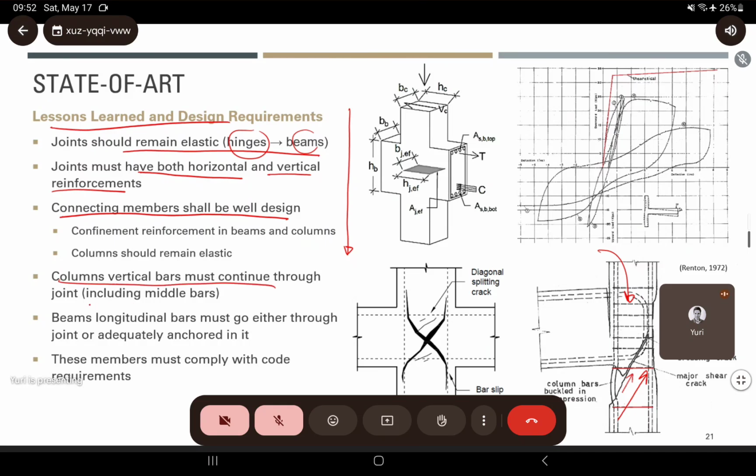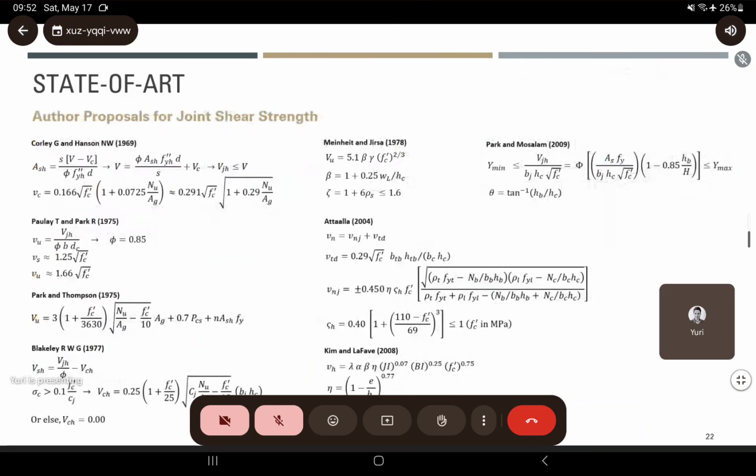Columns' vertical bars must be continued through the joint, and the same for beam bars. Whenever you have external joints, then these beam bars need to be adequately anchored in it. And these members must comply with design requirements. Okay. So moving to the last part of the state of the art, we have evaluated many design requirements and author shear design codes, shear design strengths, sorry.